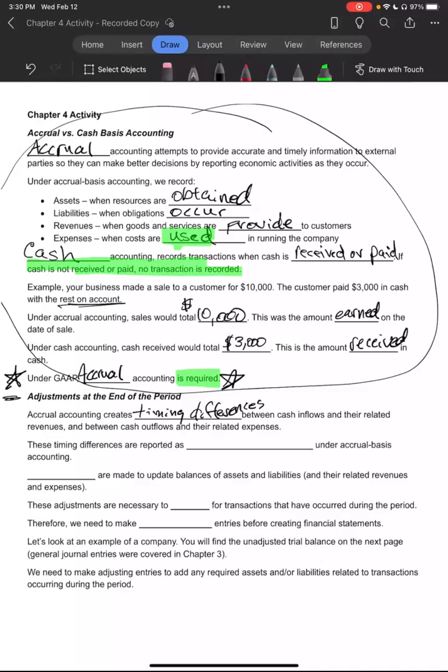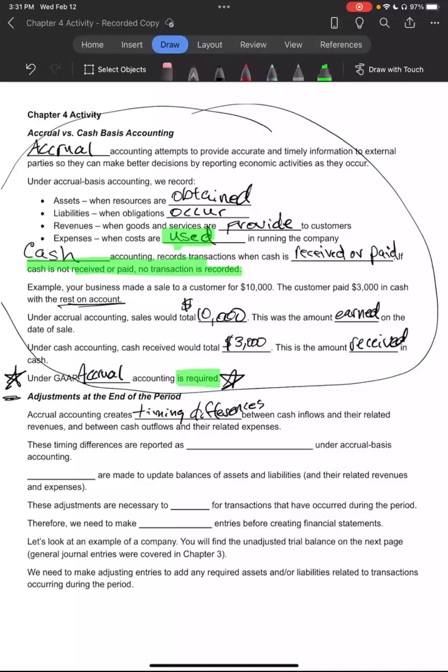Same thing goes for expenses, right? Think about like prepaid rent. Okay. We paid the cash up front, but we haven't had an expense yet. There is no rent expense until we've used some of that rent up. And so the cash flow is different than when the transaction actually occurred. So that is why we have these timing differences.